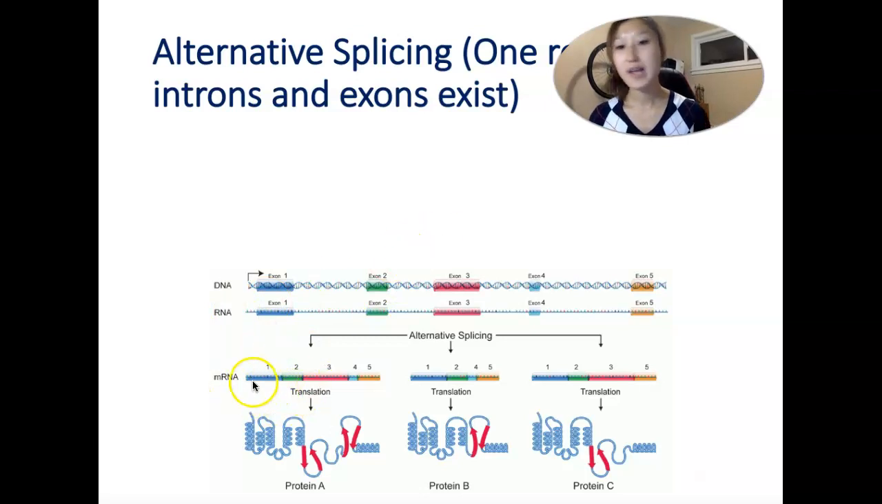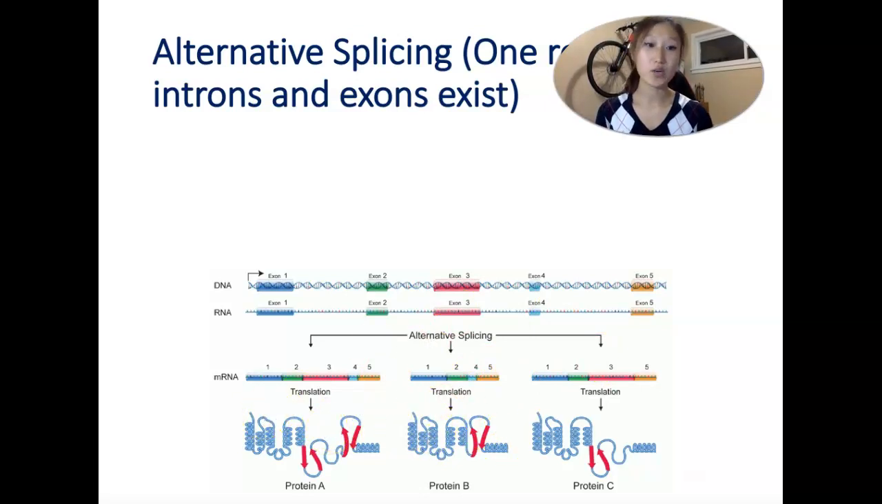So one way you can group 1, 2, 3, 4, 5 together, and that will give you one specific type of protein that only exists in one type of cell. Alternatively, you can group only 1, 2, 4, and 5 together, and that gives you a different protein that exists in another type of cell. So that allows the second cell to be different from the first cell, right?